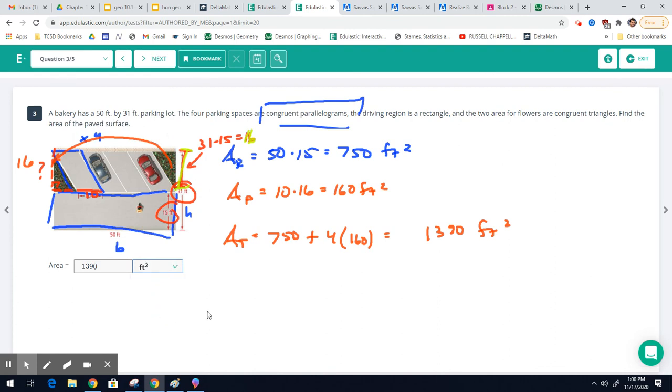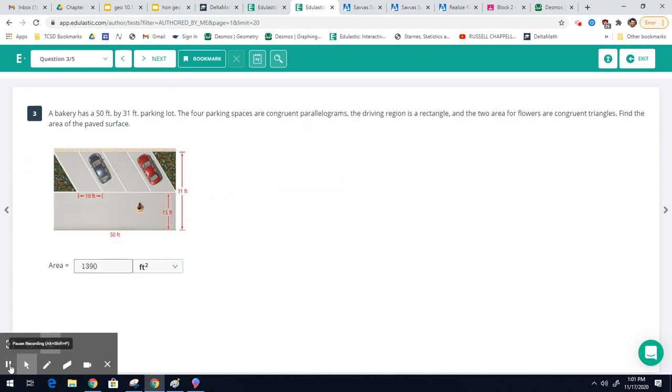Okay, I'm going to stop the video here. I do have 2 more. I'm going to stop the video here. I have 2 trapezoid problems I'm going to do remaining on this assignment. All right, so next video is coming.